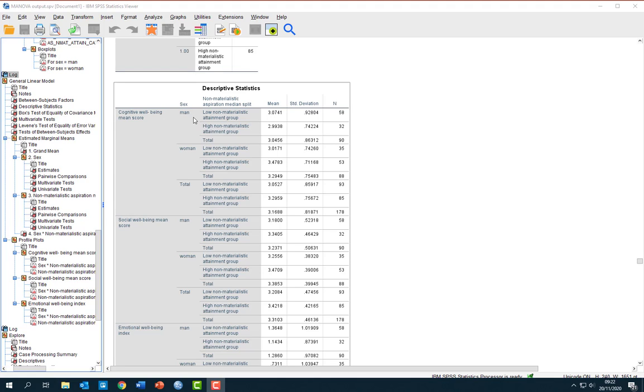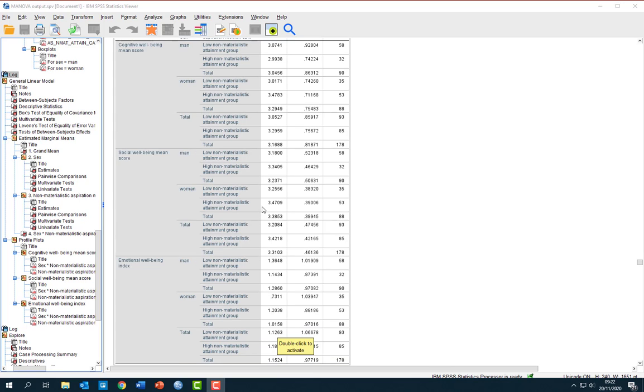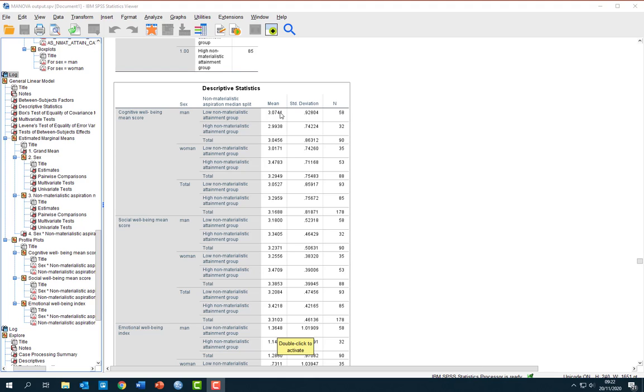The first thing we might start to look at is that overall on cognitive well-being, we can see that there's a score of 3.1, for social well-being 3.3, and for emotional well-being 1.1. They're measured using different variables, so it's hard to compare directly between them because they've got different scales of measurement. But we can see some of the patterns within this. If we look at males and females within that, males are scoring lower on cognitive well-being than females are overall.